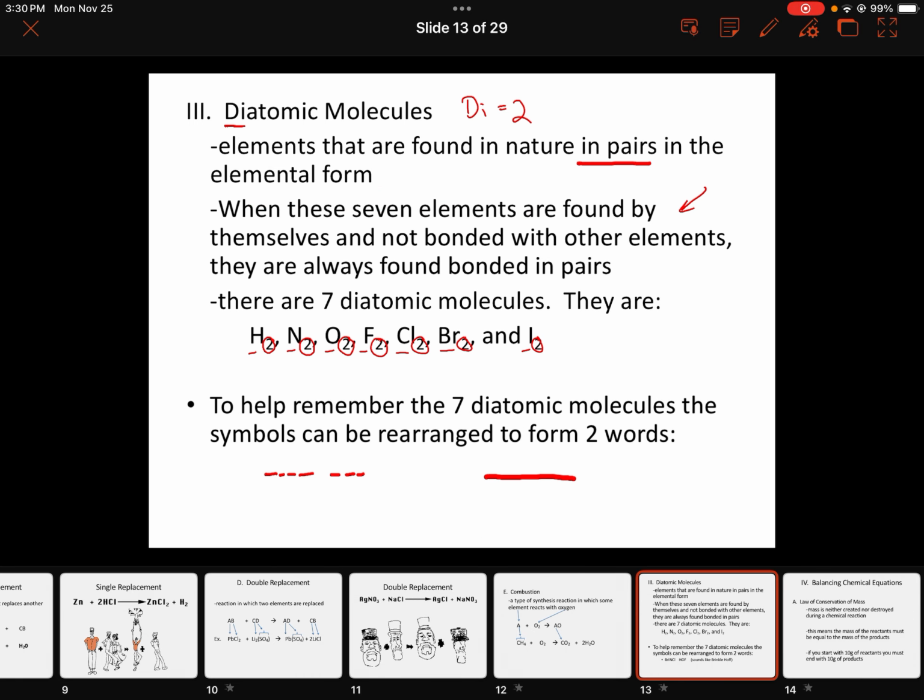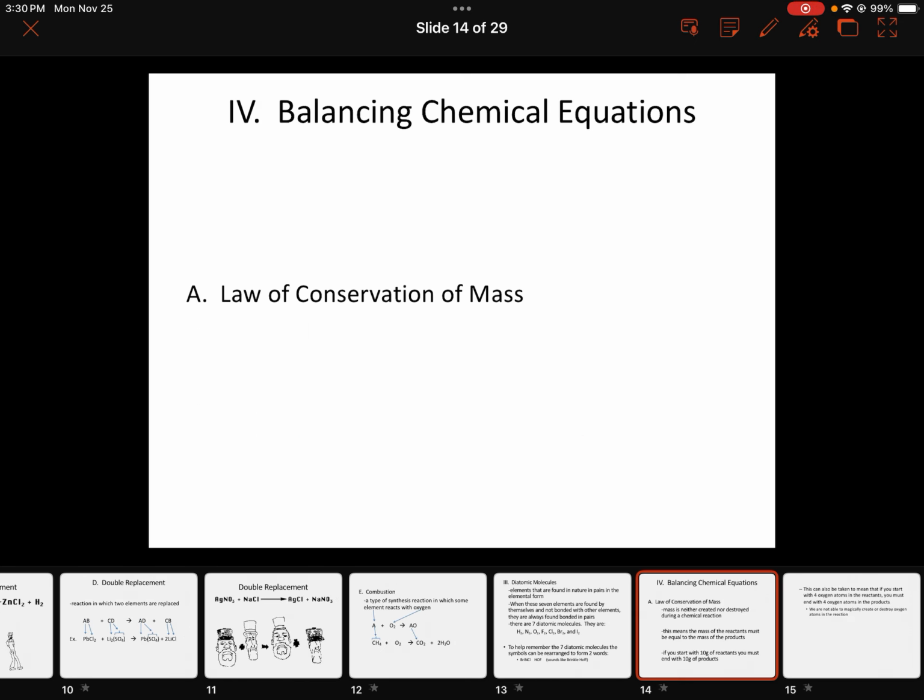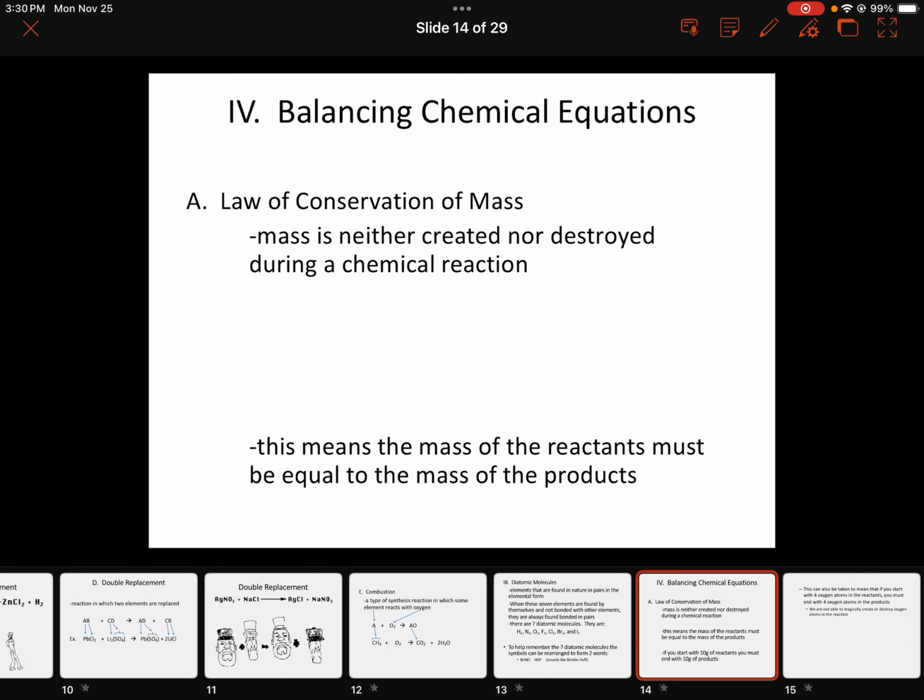So those are the diatomics. And again, I like to use that Brinclhof. That helps me remember the 7 diatomic molecules. And so now we take this to balancing chemical equations.